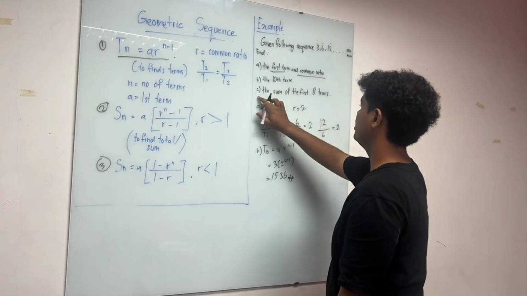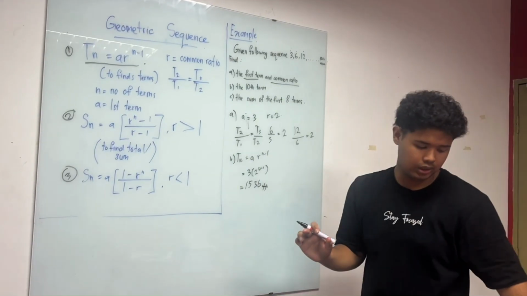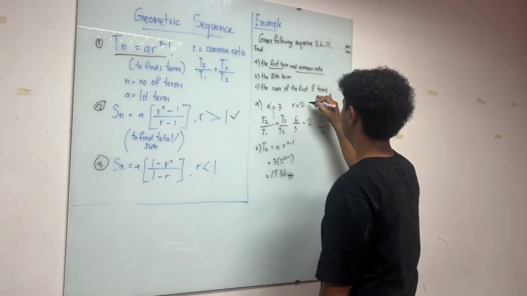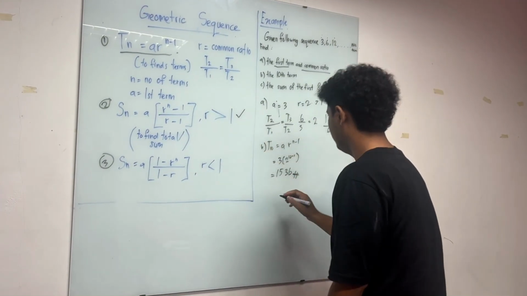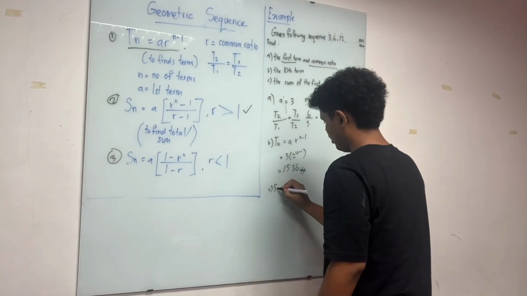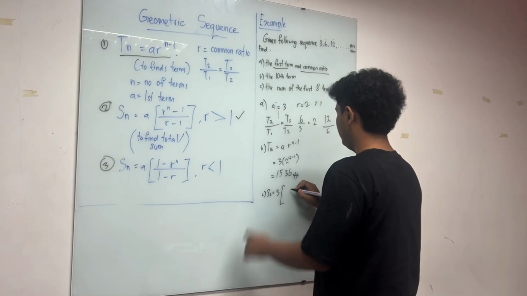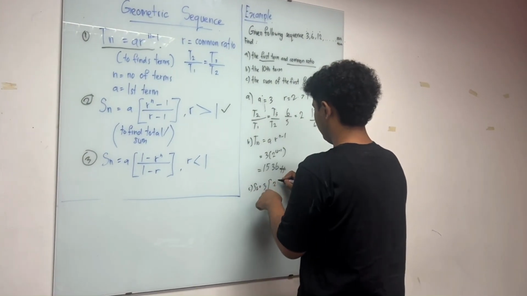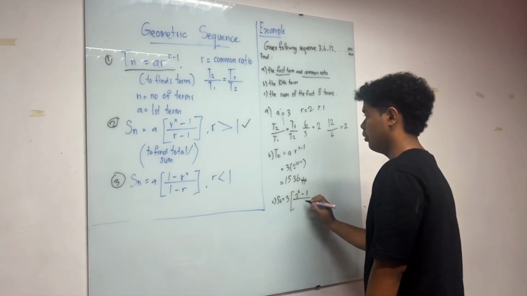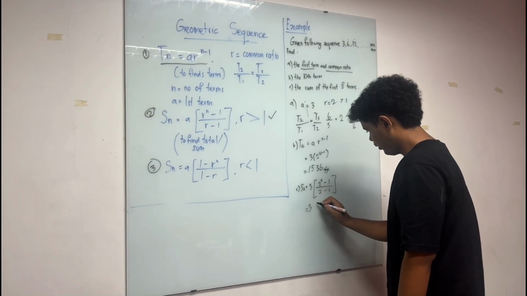So we move on to part C. Let's see the sum of the first 8 terms. The sum is the total of the first 8 terms. We will use this formula because our r is greater than 1. So we put in the number of terms as 8, S8 equals a, bracket, r to the power of 8, minus 1, divided by r minus 1. We got a is 3 and r is 2. We will do this inside the bracket.